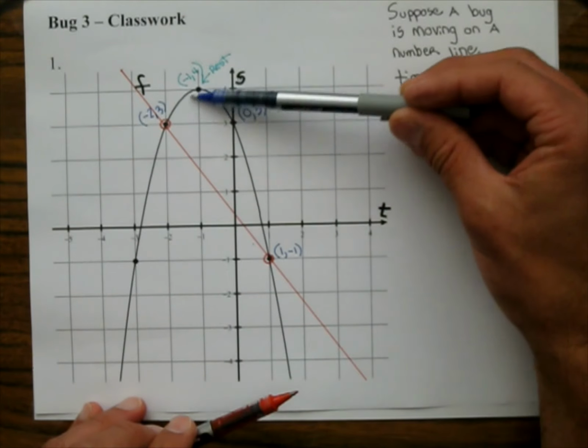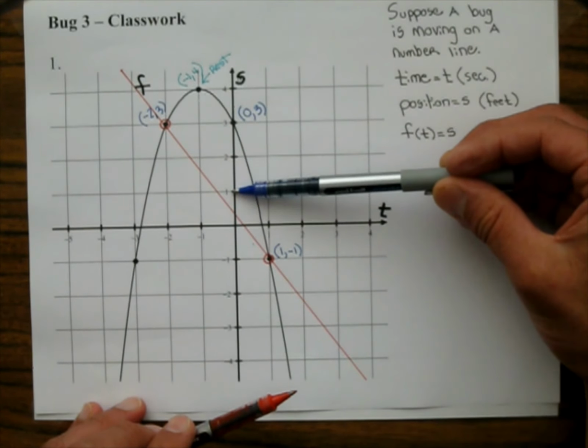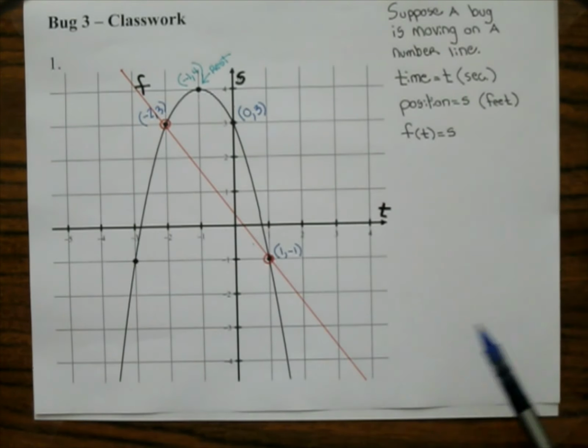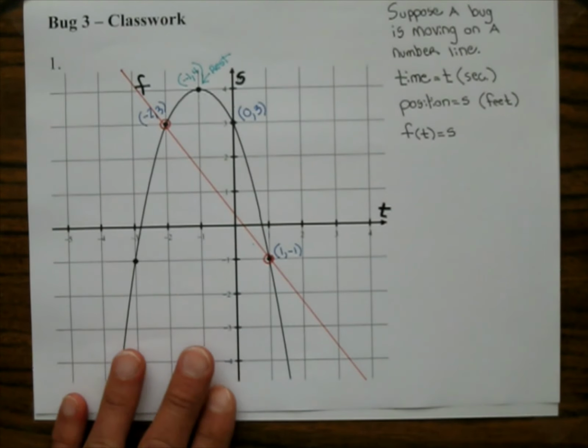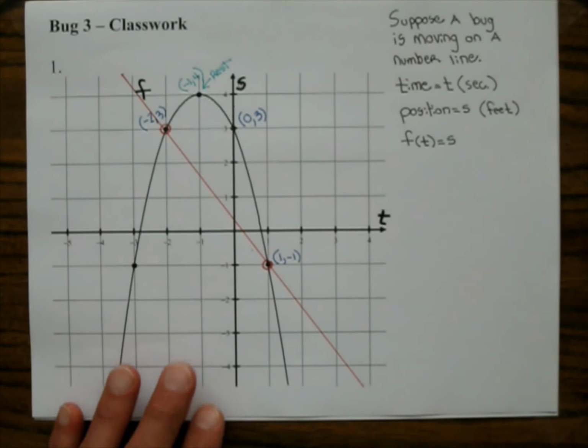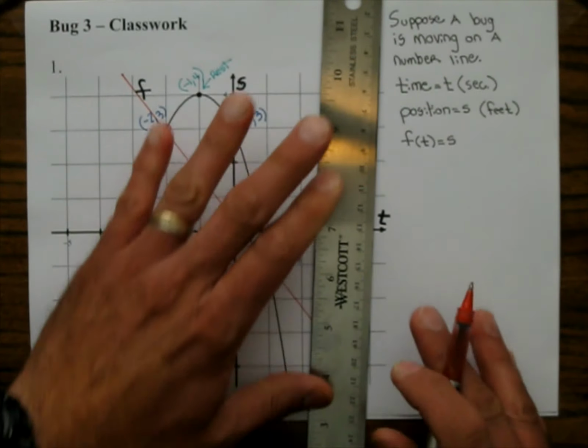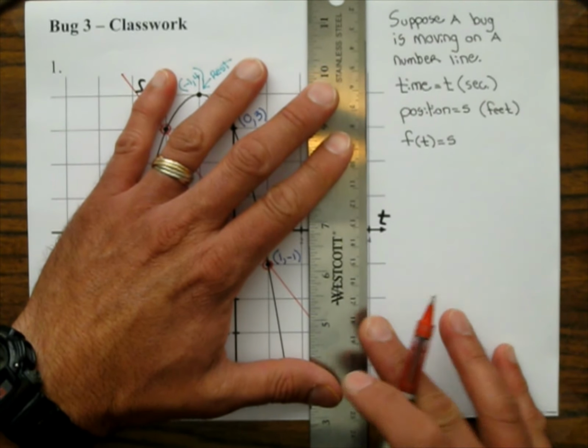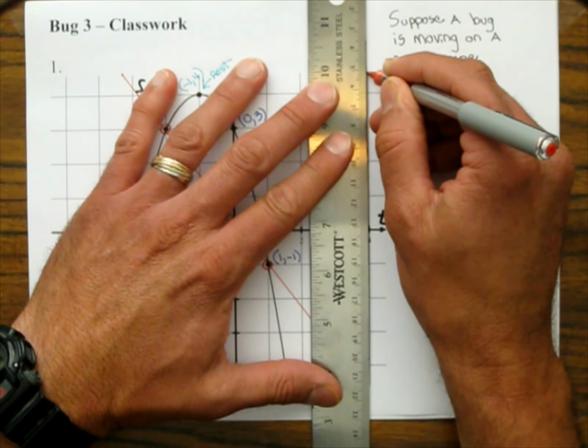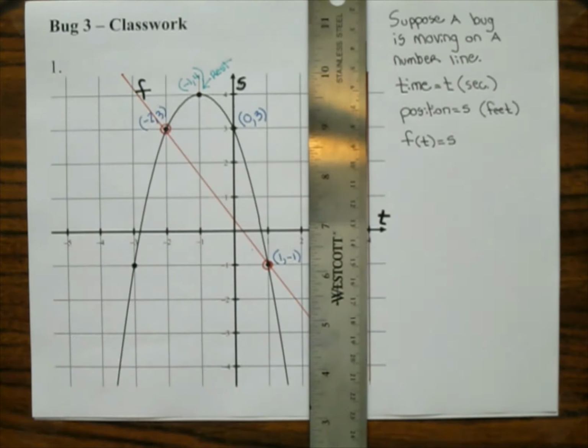Oh, let's try this again. 1, 2, 3, 4, 5, 6. Now, some of you are like, well, Joe, that was pretty confusing. So let's go ahead and do the other thing that I showed you in a previous lecture. Here is the number line that the bug is traveling on. And yes, it's going vertical.